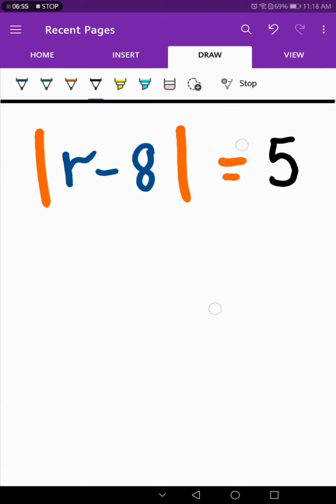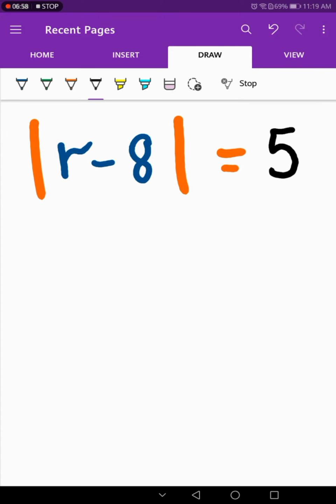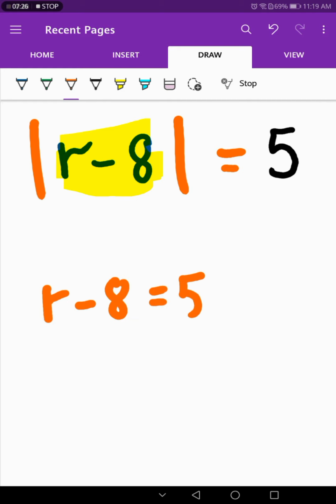Now how can I release what is inside the bars, the absolute value? Every time to release the quantity, the terms, or the numbers inside the bars, I have to take the two values of it. Which is r minus 8 equals 5 as one time, or the second one.